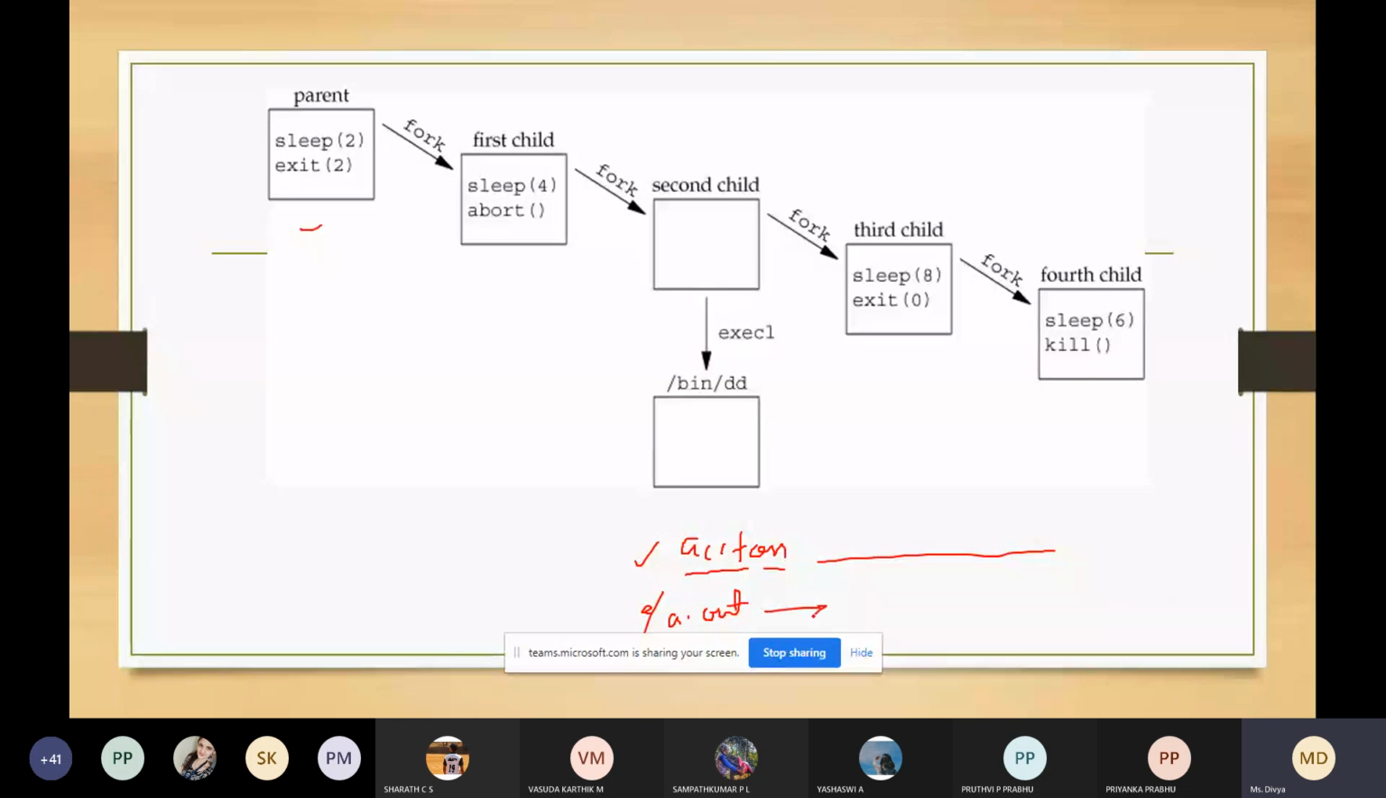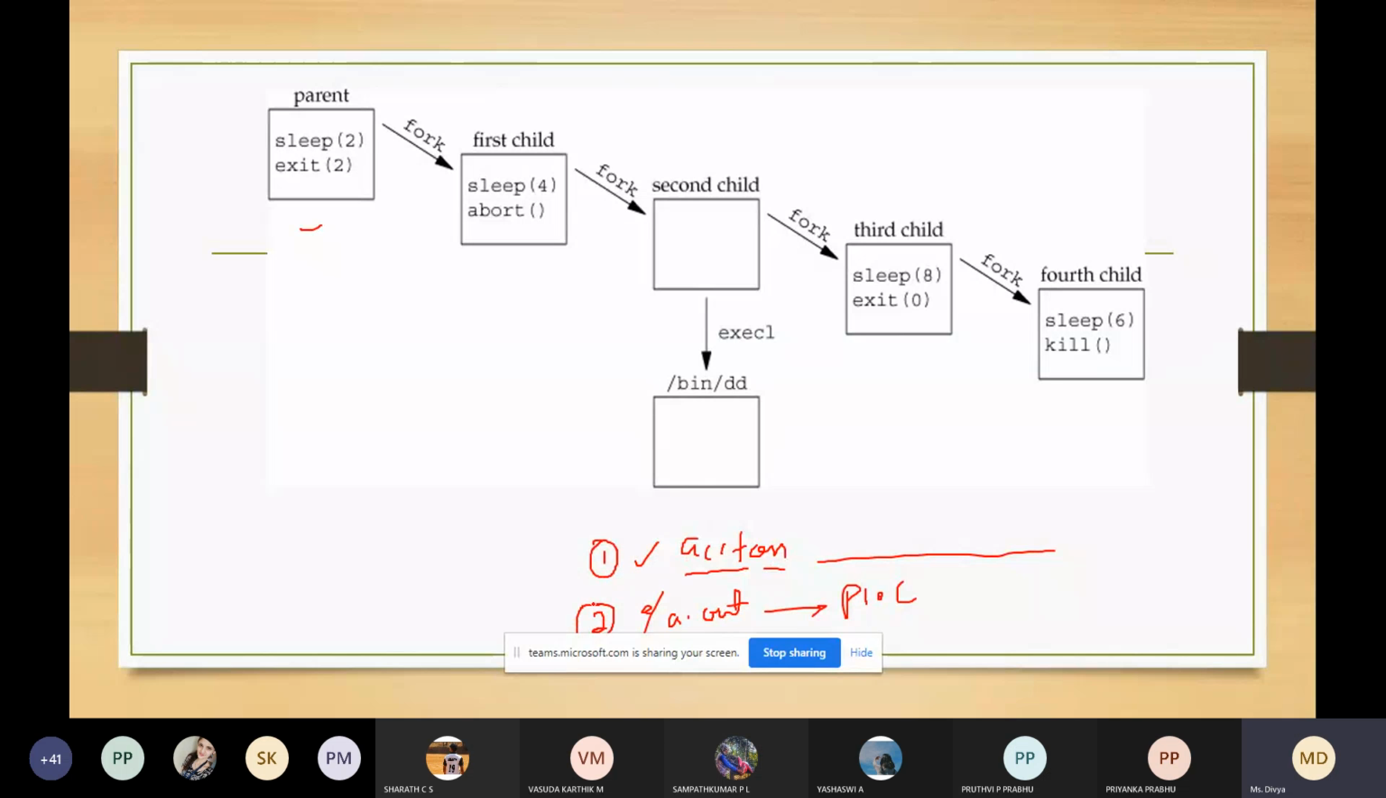What is the name of the program? P1.c. Based on the compiler, you can use the gcc command, check for errors, and execute this program. But remember, to execute this program, first you have to execute the ACCTON command and specify the path, and second, you have to execute the program.